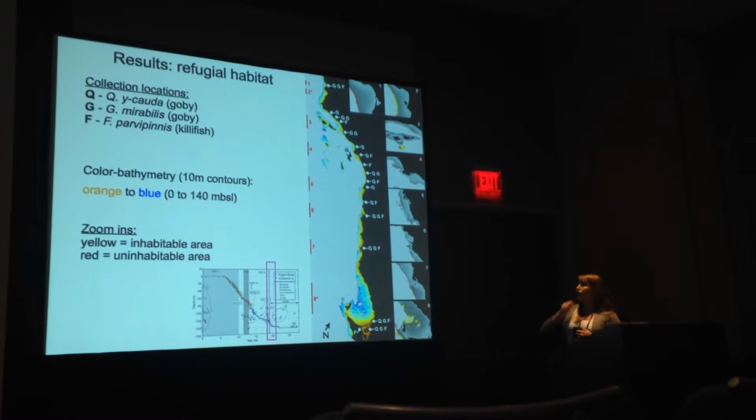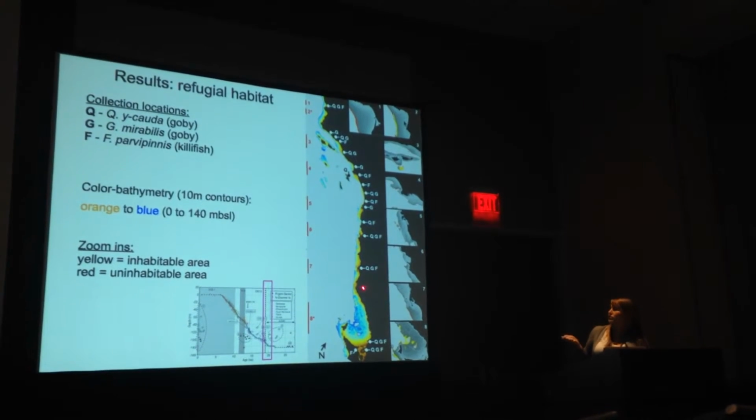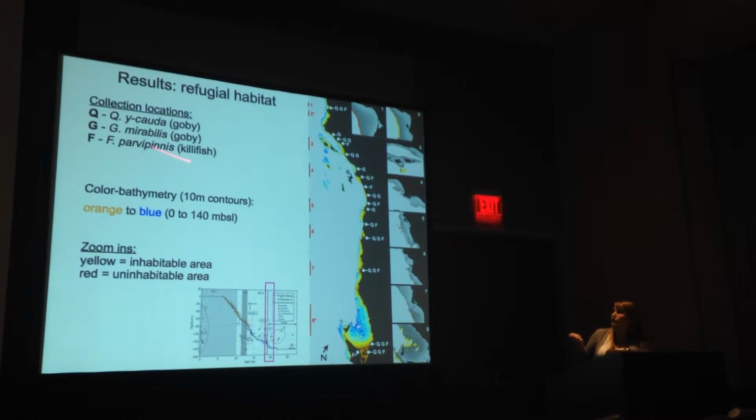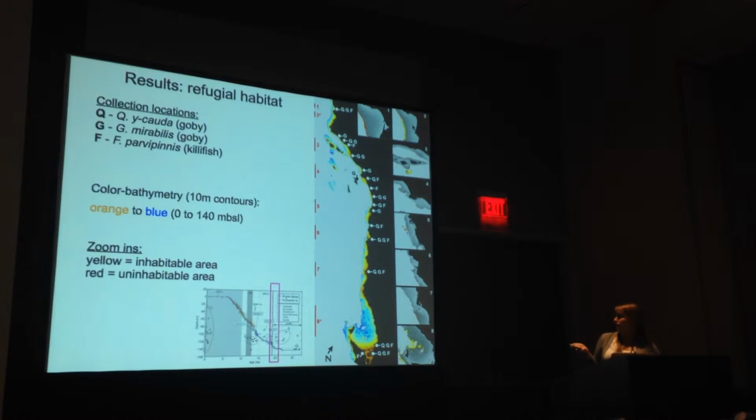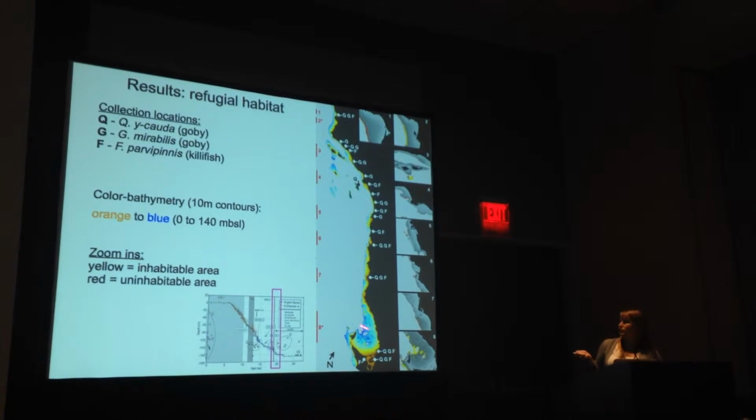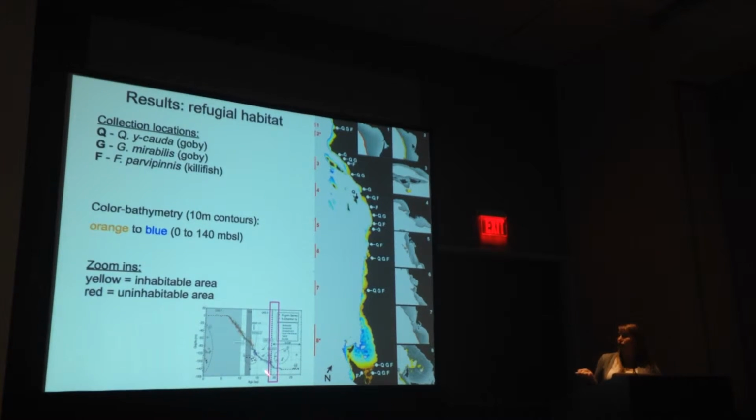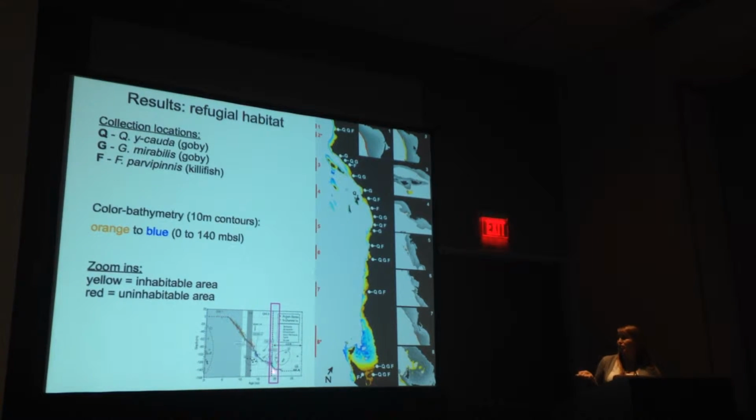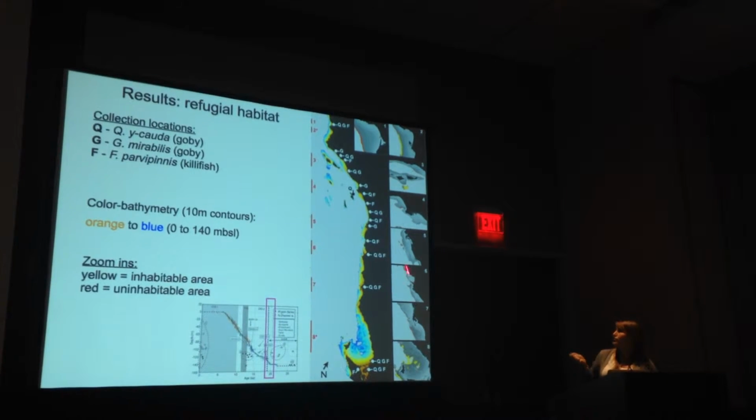So the first set of results, I will show you, first of all, here are our collection sites with the letters corresponding to the species that was collected there. And then secondly, the depth is contoured from 0 to 140 meters below sea level, which corresponds with the last glacial maximum according to the sea level curve. And then I'll draw your attention to the insects.